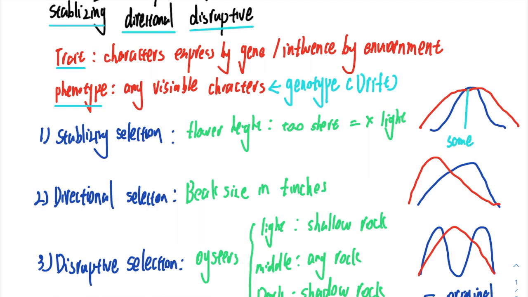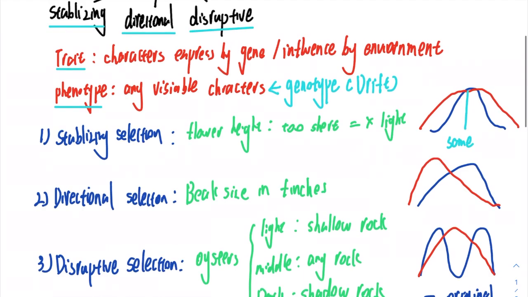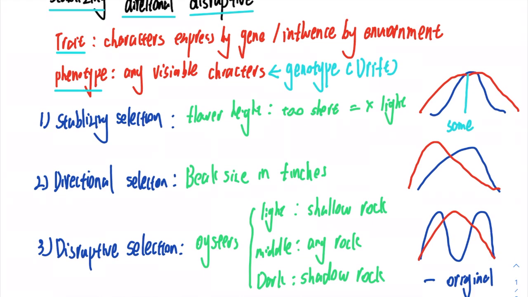Second one is directional selection. Directional selection occurs when individuals with traits on one side of the mean in their population survive better or reproduce more than the others. For example, the big size in finches.